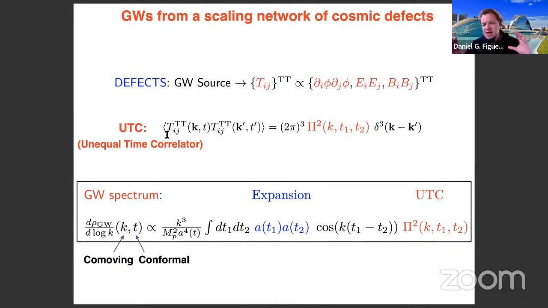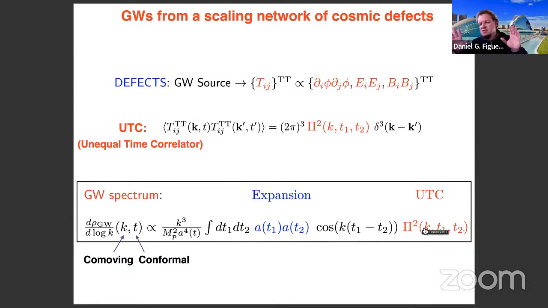So it's the statistical correlator of two copies of the transverse traceless part of the energy momentum tensor of the defects. And its amplitude is called the unequal time correlator, or UTC for short. And why is it relevant to know this object? Because if you can compute it, there is a master formula when you study the spectrum of gravitational waves in general from a stochastic source that tells you that the energy density spectrum from a stochastic source is given by a double time integral over expansion history times some Green function times this unequal time correlator.